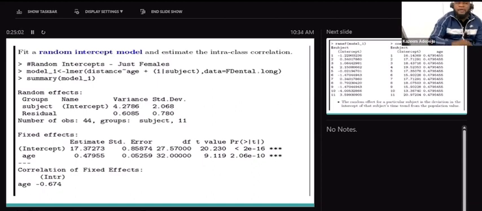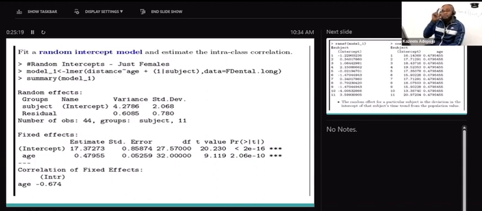I'm going to talk about that module again, module_1. In module_1, I'm actually looking at a fixed effect of age and a random effect of subject.